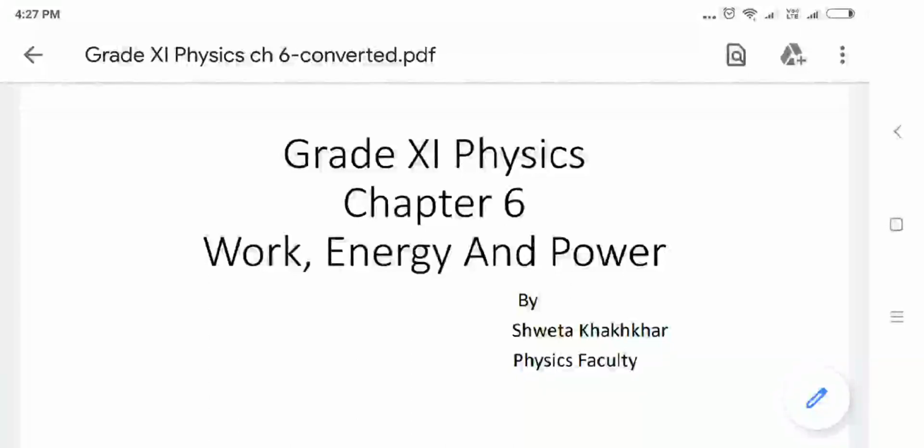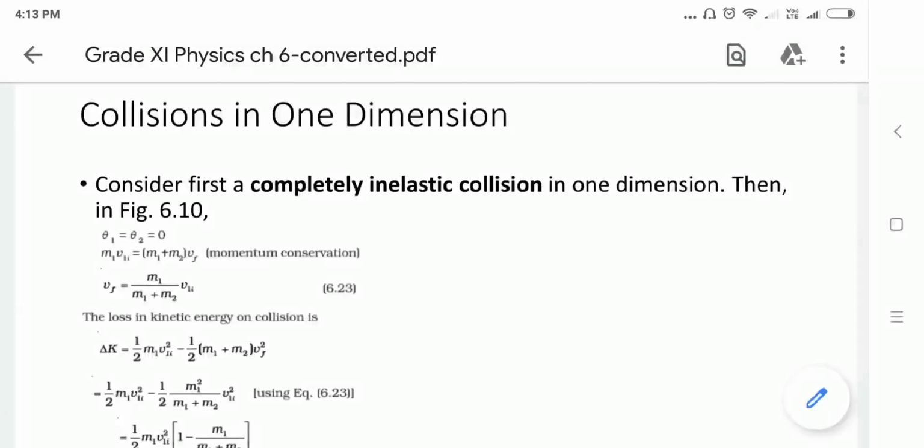Hello students, let us start our new session of chapter number 6, Work, Energy and Power. Now let us understand collision in one dimension.